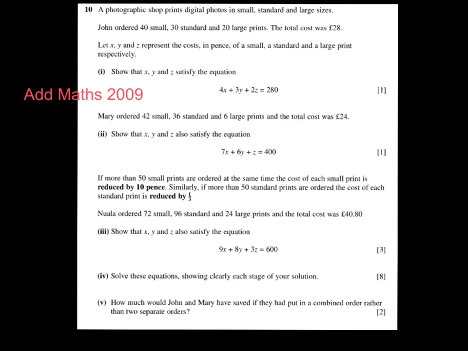2009, Paper 1, Question 10, 3 equations, 3 unknowns. In the first part of the question, we are told that John ordered 40 small. What we've got to be careful about here before we start putting the question together is check our units.